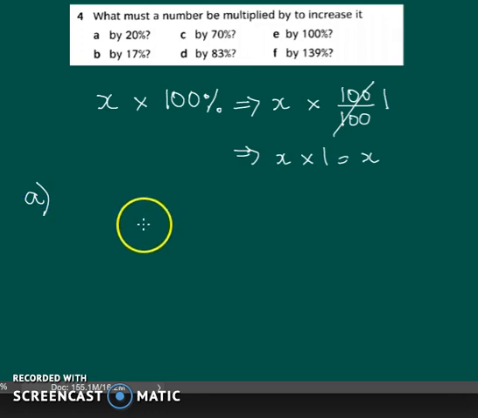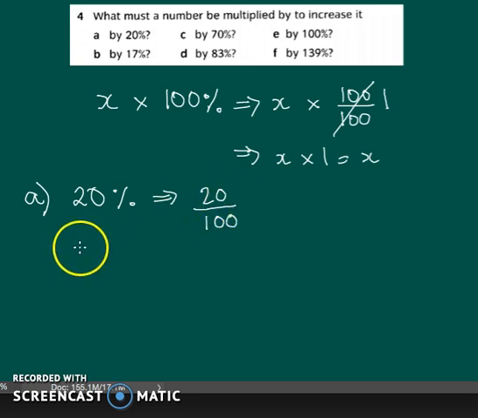So in the case of part A, we are trying to find out what a number must be multiplied by to increase it by 20%. How can we express 20% as a fraction? Well, we give it a denominator of 100, so 20% is exactly the same as saying 20 over 100. And originally we had 100% of our number. So before we change anything about this number, we have 100% of it, or in other words, 100 over 100. Now we are adding 20% of that number to itself, so we are adding 20 over 100.